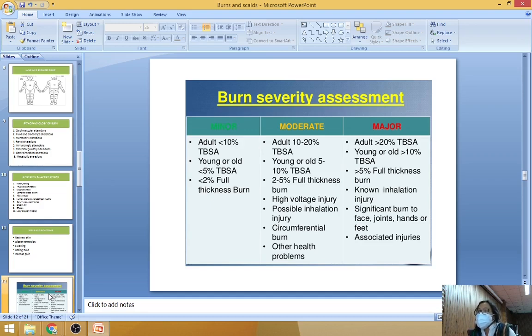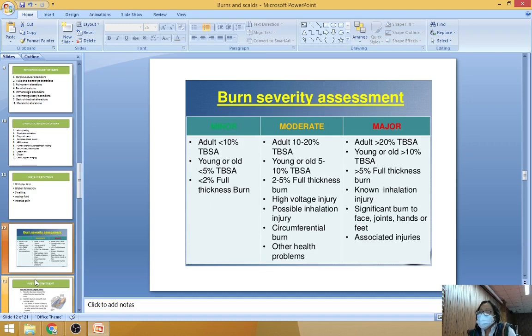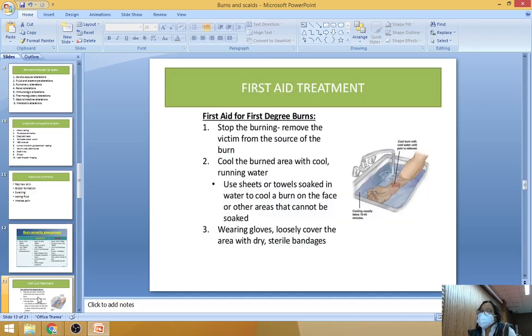That percentage we can find out according to the rule of 9, the Palmer method, and then the Lund and Browder chart. After finding out the percentage, we can find out the severity of burn. Done? Ma'am, done.